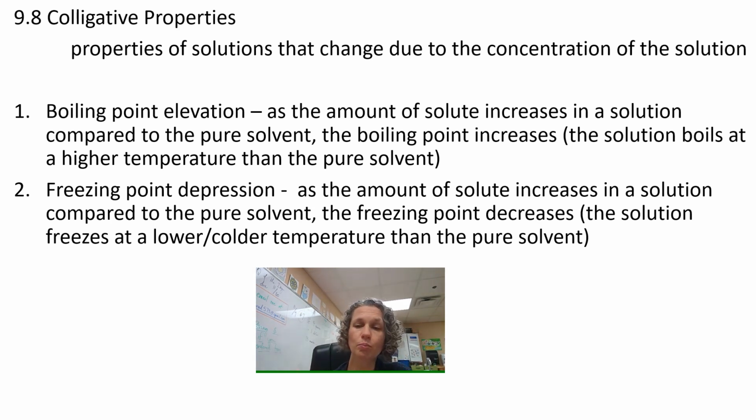So if I have pure water and salt water and I put them on the stove at the same time and I have a thermometer to measure, the pure water is going to boil at 100 degrees Celsius. The solution, depending on how much salt is in there, might be more like 102 degrees. So it's not necessarily a huge drastic change, but it's noticeable, and it's a measurable thing, and it's based on that concentration.